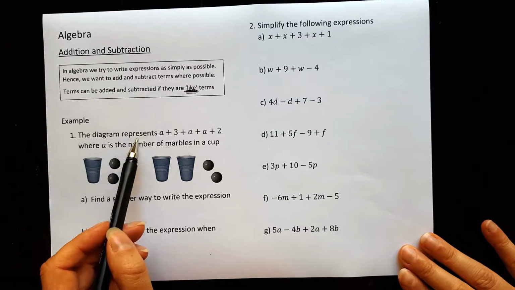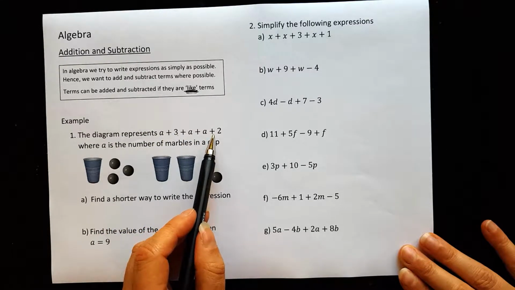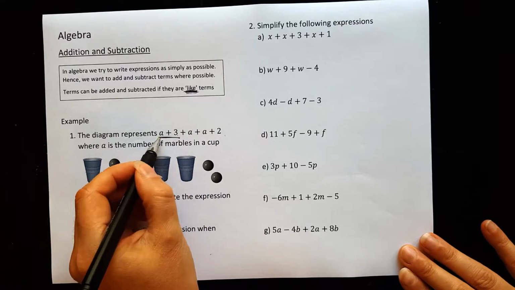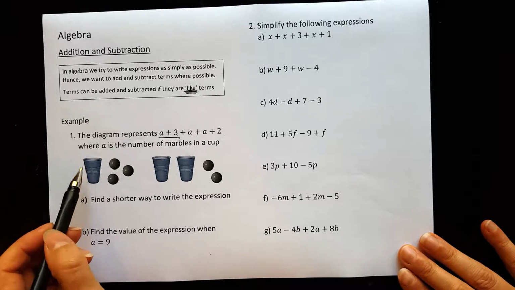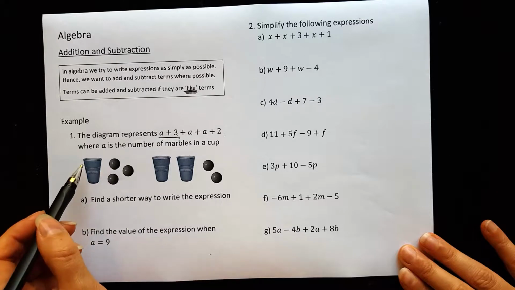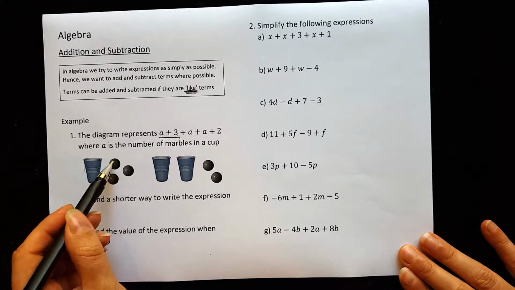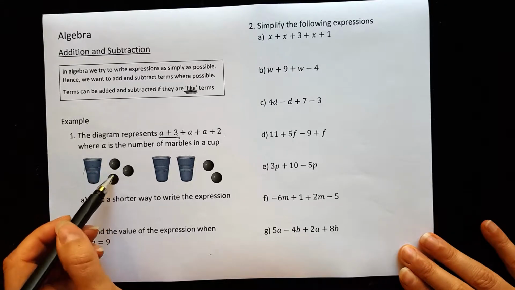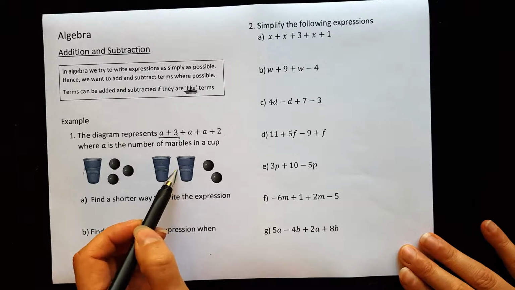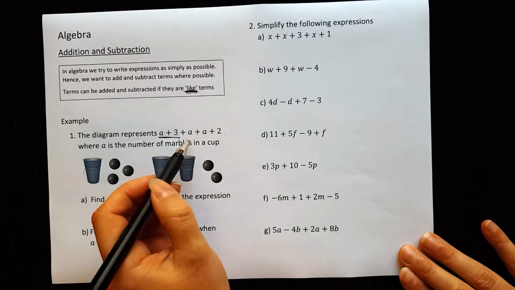The diagram represents a plus 3 plus a plus a plus 2. The a plus 3 part represents a, the number of marbles in a cup, plus 3 extra marbles. That's the a plus 3. Then I have a plus a, so that's 2 more cups, plus an extra 2 marbles here.